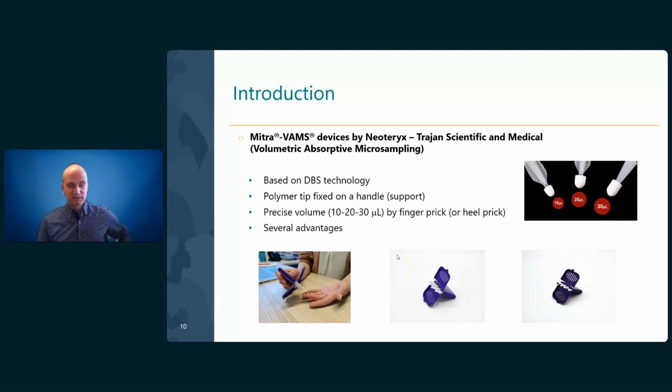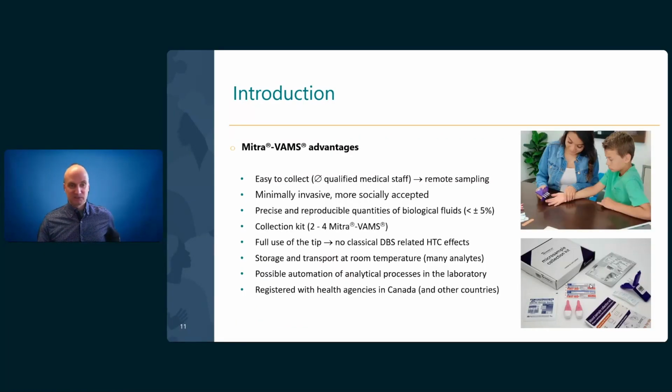As you can see, this sampling approach can be done by oneself. It uses this kind of device that I will show comes even in kits or sampling kits. So let's see what the main advantages are, even if this is not, let's say, an exhaustive list of advantages. I would like to emphasize the most important. So first of all, it's quite easy to collect samples, so blood samples. It doesn't require qualified medical staff.